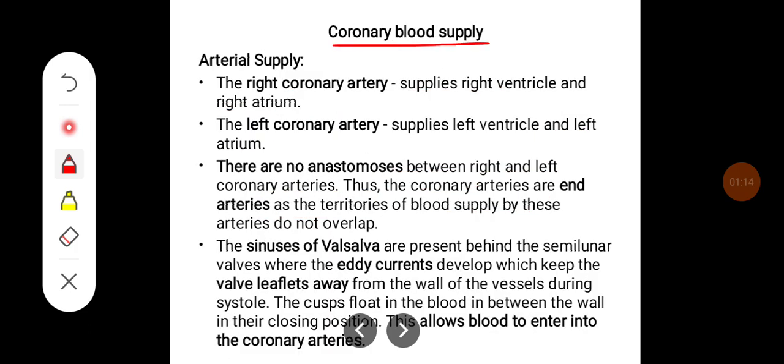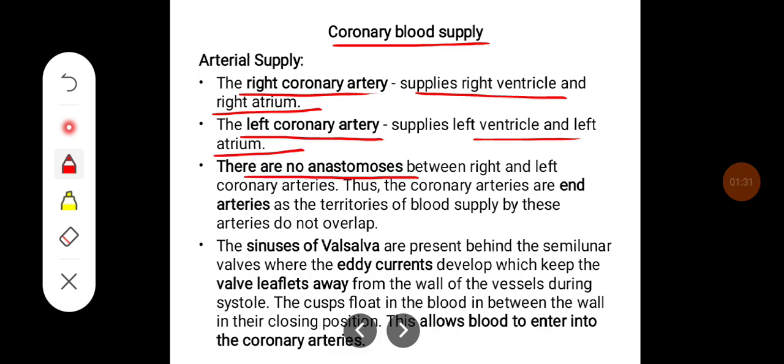Coming to the coronary blood flow, it is supplied by the right coronary artery and the left coronary artery. The right coronary artery supplies the right ventricle and the right atrium, whereas left coronary artery supplies the left ventricle and left atrium. There are no anastomoses between the right and left coronary arteries, thus the coronary arteries are end arteries as their territories of blood supply by these arteries do not overlap.